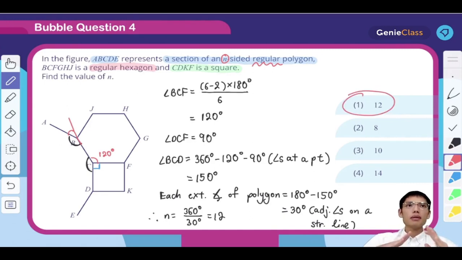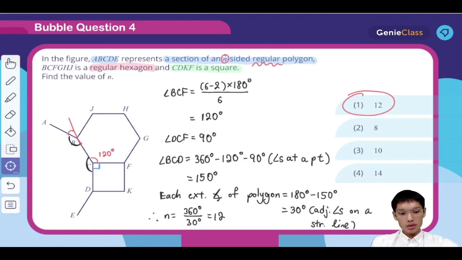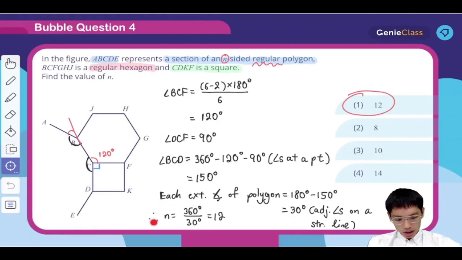Now, a lot of properties come into mind. That's why you have to be very particular about what other properties to use to solve. And usually, we use exterior angles, because interior angles, recall, my formula is quite complex. I need to find n. I don't know n. How do I even use this? So, a lot of things come to mind over here.